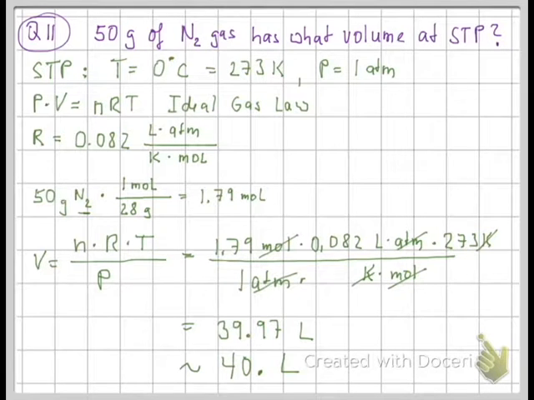Question 14 has to do with Dalton's partial pressure laws. P1 plus P2 plus P3, all the way up to however many pressures you have, of the individual gases will add up to the total pressure. I'm not going to calculate that one, but essentially you just have to add up the pressures there. That's 14.